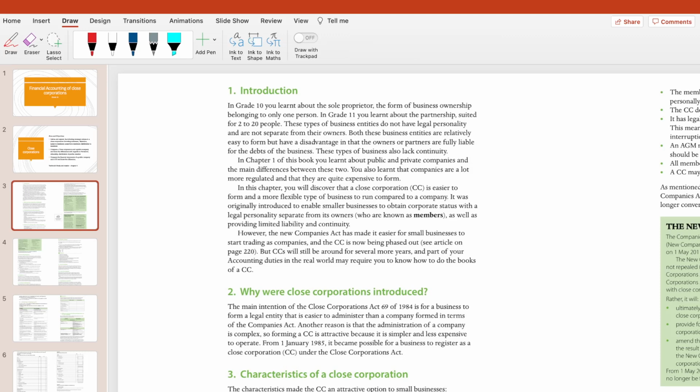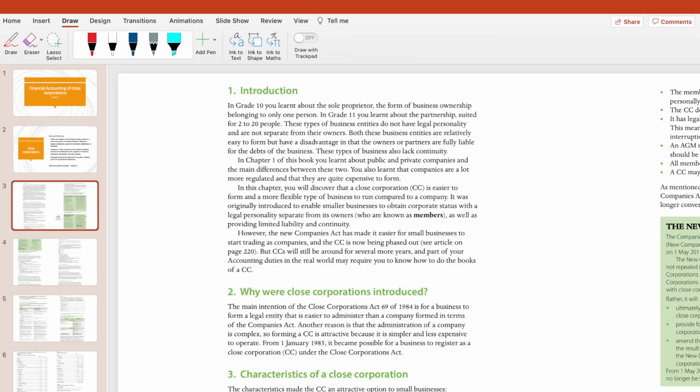And in term 1 we started with the private companies, and if you remember correctly, they are a legal entity on their own, and the owner and the company are two separate entities and people, so the owners are not liable for anything that the company does.